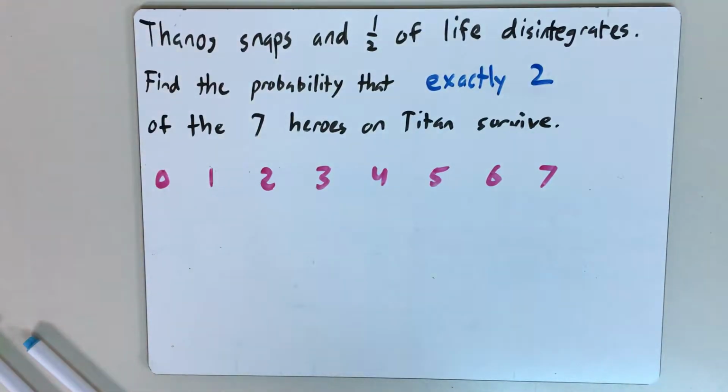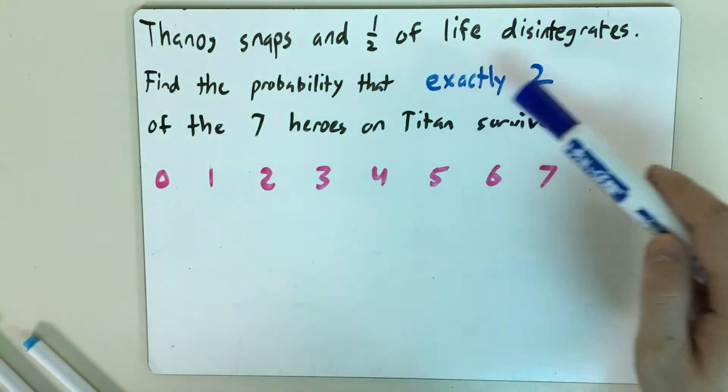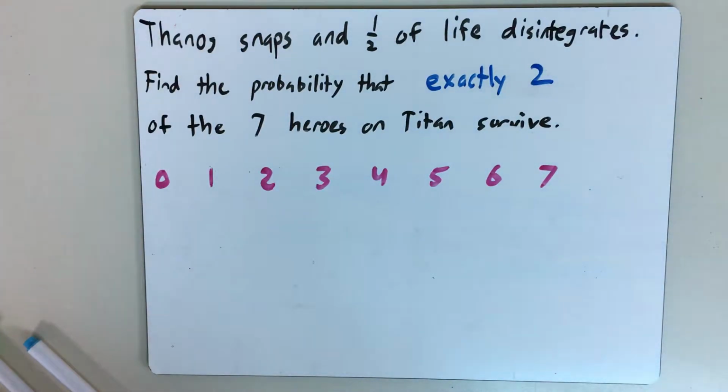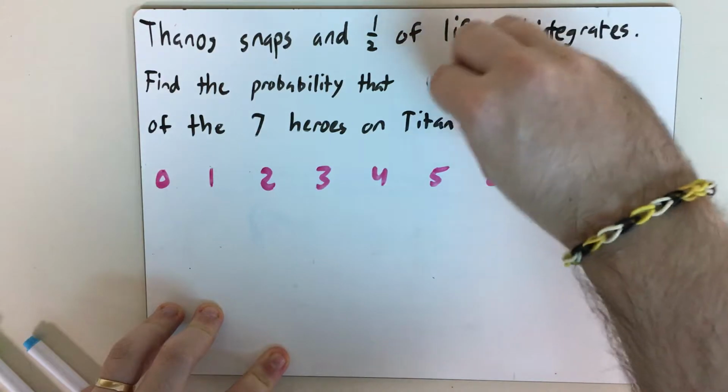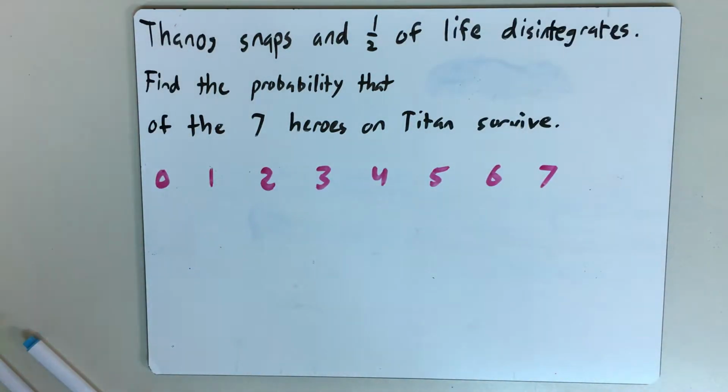So I have brought back the Thanos example, where in the last video we found the probability that exactly 2 of the 7 heroes on Titan survived the snap, if the actual probability of any one person being disintegrated was 1/2 or 50%. So now I want to go over the wording that we could see. If we see exactly 2, or just 2 with no qualifiers, then we just have one calculation to do and we're good. That's what the entire last video was about. But there are 6 other ways that these could be worded.